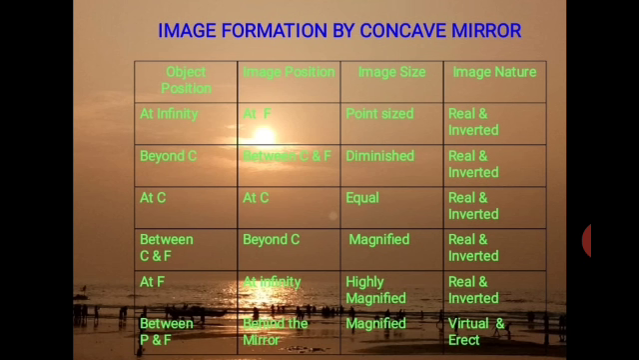The last case, when we place the object between the pole and the focus, the image is formed behind the mirror. This is an exceptional case in case of concave mirror. This image formed is magnified and virtual and erect. Do practice these ray diagrams by drawing on paper and understand.